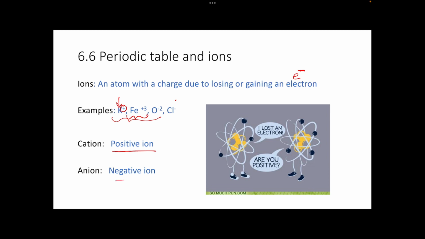Now, if it's a positive ion, it's going to be called a cation. If it's negative, it's called an anion. So our positive ions, our cations here, are the potassium and the iron, and that's it. Our negative ions, our anions, are oxygen and chlorine. I always remember that the anion is the negative because there's an N in anion, and negative starts with an N.